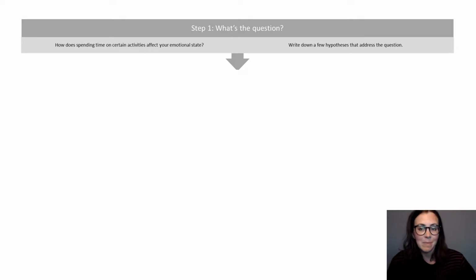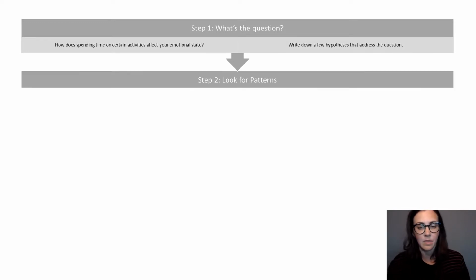So the first step might be to write down a few hypotheses that address this question. So what sort of relationships in your data do you think you might see? And what sort of questions, more specifically, other than the broad and vague one, what sort of questions specifically are you interested in?